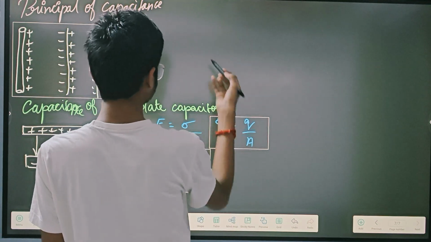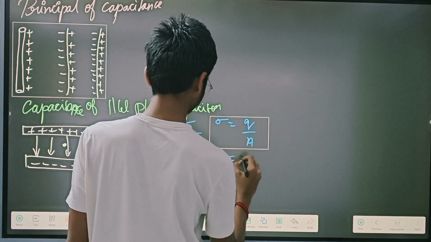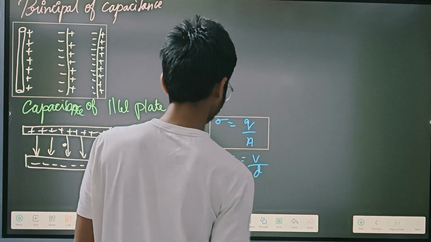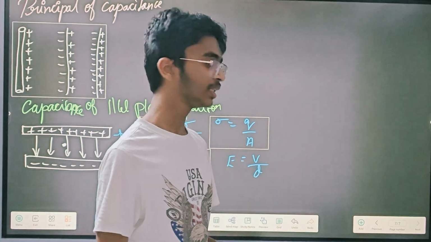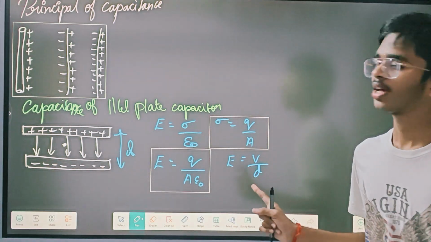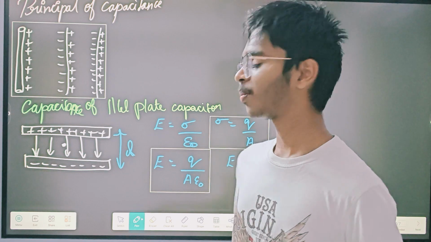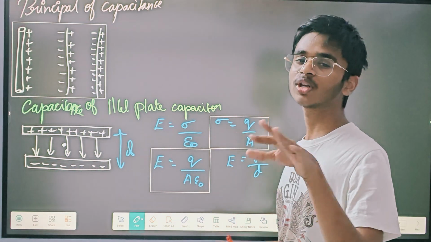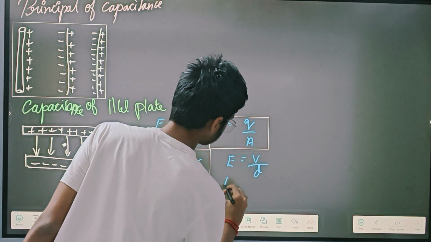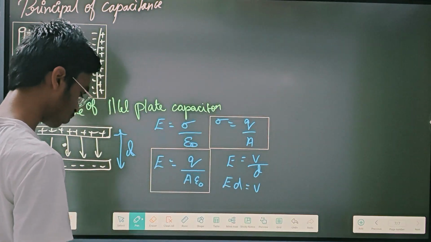Now, we can also say that E is equal to voltage divided by distance. When it is a uniform electric field only, this formula can be applied. Other than that, you cannot apply this formula. Note the point: only for a uniform electric field, otherwise you cannot apply it. So electric field into distance is equal to voltage.